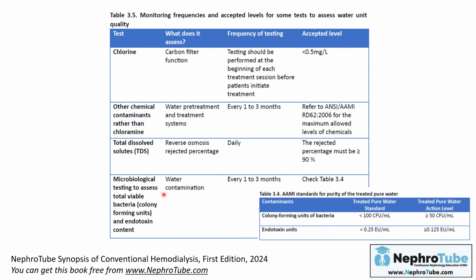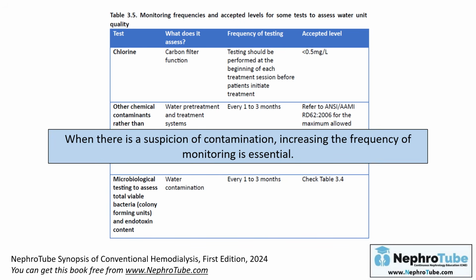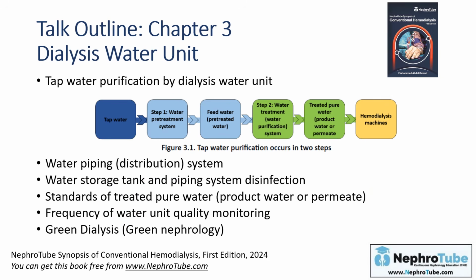Regarding the microbiological tests, the colony forming unit and the endotoxin content must be tested every 1 to 3 months, and we mentioned previously the accepted level, the standard level, and the action level. If there is any suspicion of contamination in your unit, for sure the frequency of monitoring of all of these must be more frequent.